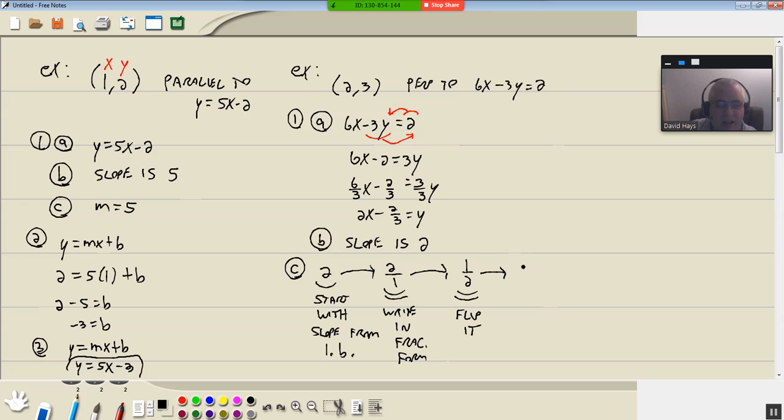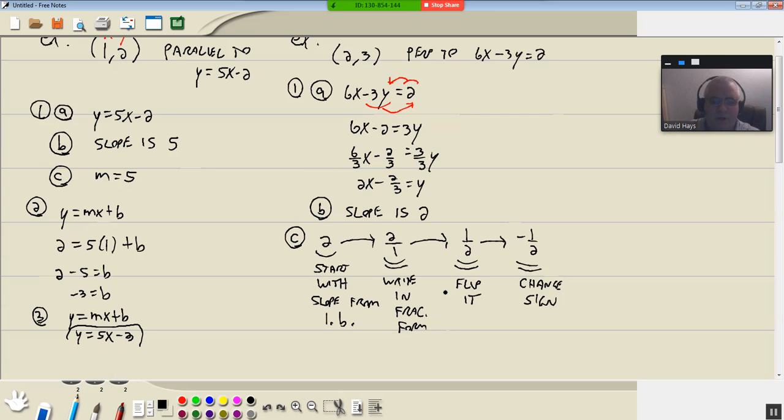And then we're going to change the sign. So it goes from a positive 1/2 to a negative 1/2. That's the negative part. Now, some books refer to that as an opposite reciprocal. Some of them refer to it as a negative reciprocal. Okay, we're still passing through point (2, 3), so I'm going to carry that down. So we just found that m is equal to negative 1/2. It'll be whatever number is here at the end after you get done going through that process.